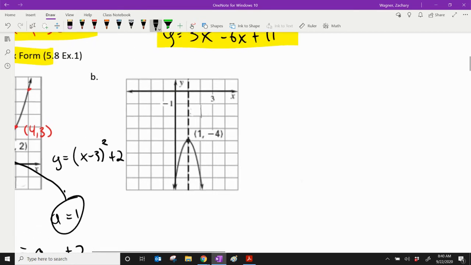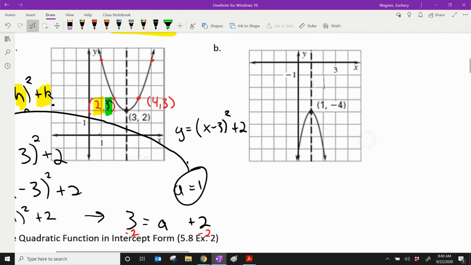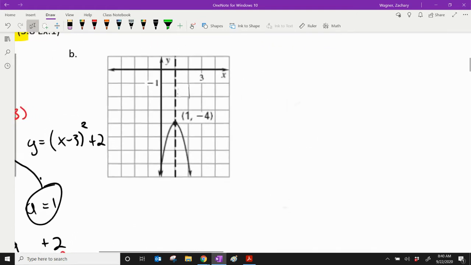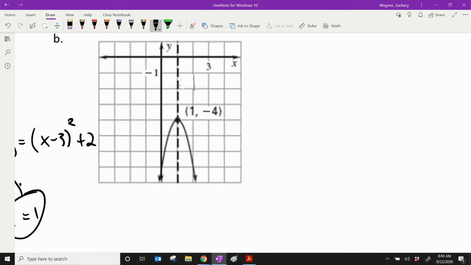Next, it asks us to write a quadratic function in vertex form. We're going to use the same steps. We want to write it in this form. This is vertex form. y equals a times x minus h quantity squared plus k.